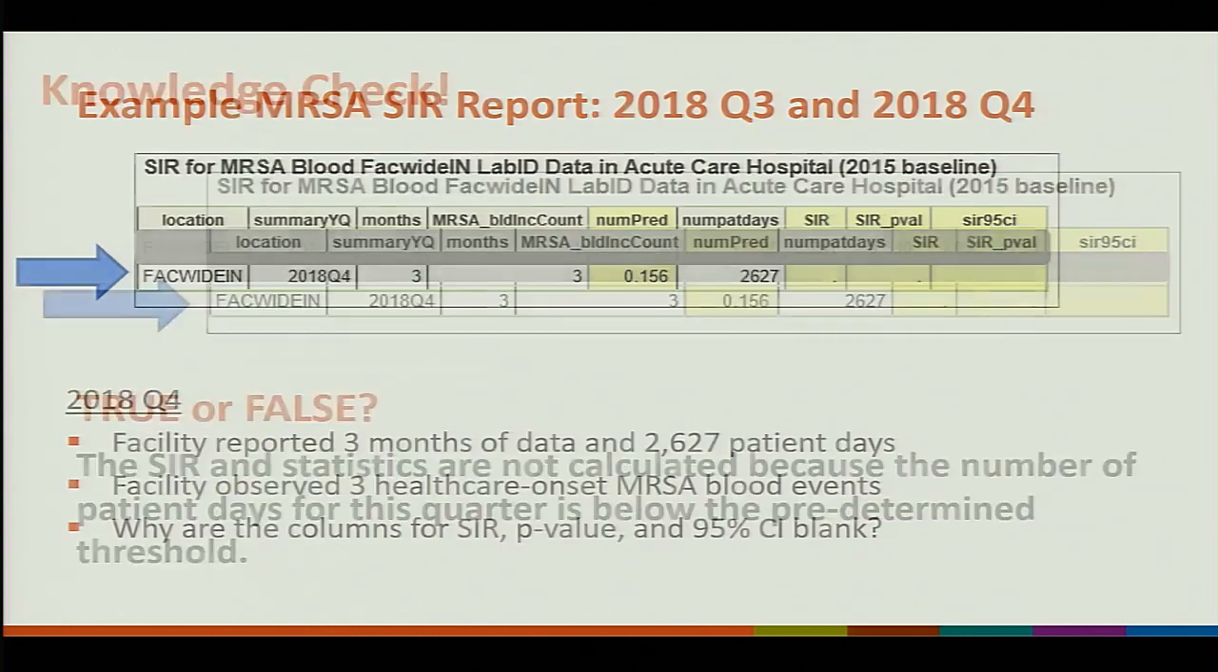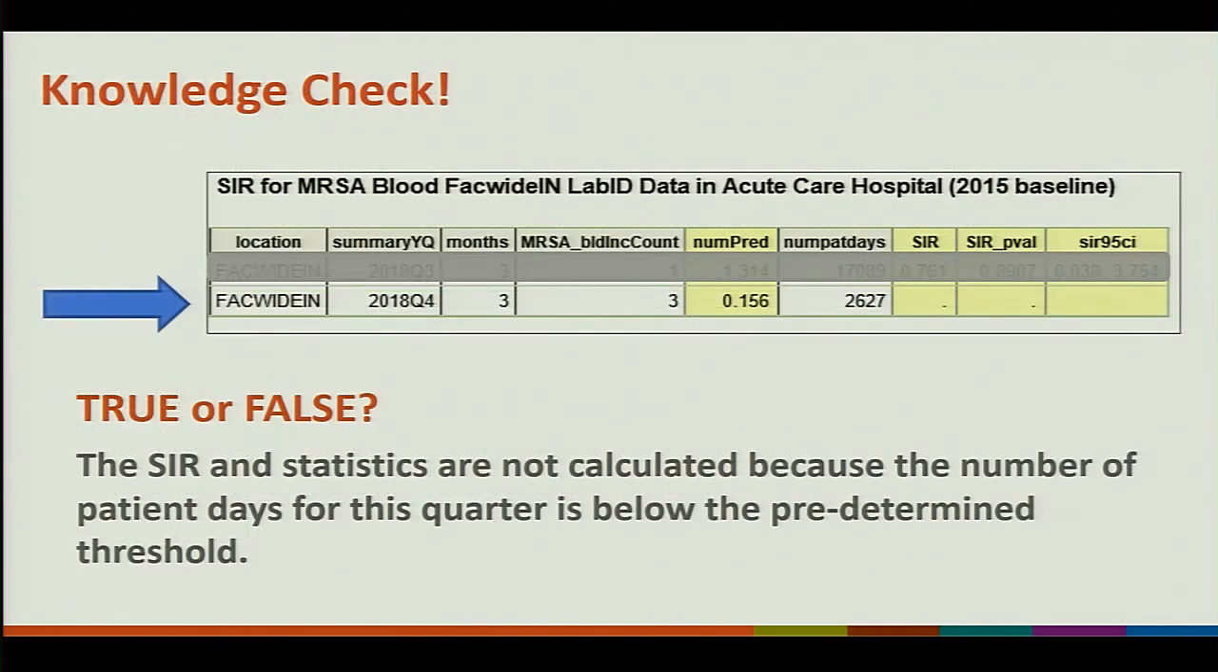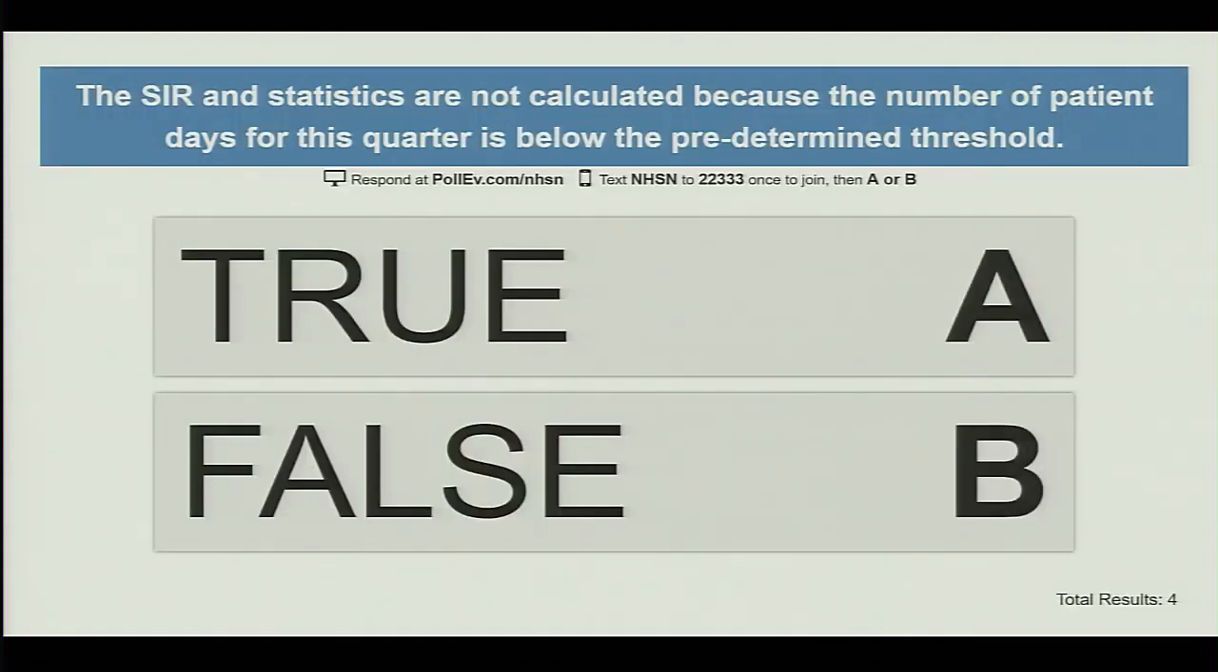So this brings us to our first knowledge check. So you can get your phone or your laptop ready. True or false, the SIR and statistics are not calculated in this example because the number of patient days for this quarter is below the predetermined threshold. So A is true, B is false. Okay, I'm going to give you a couple more seconds.